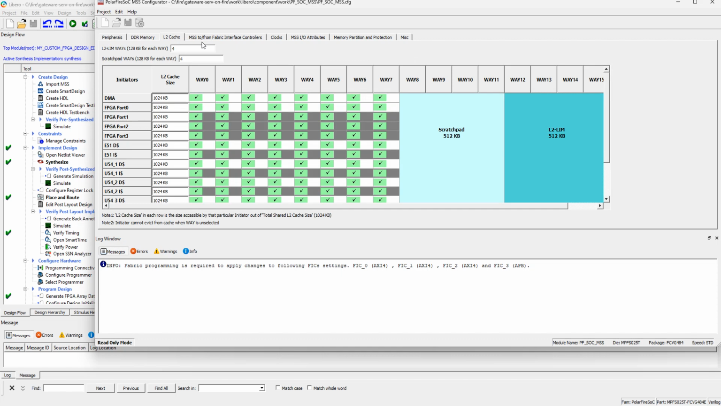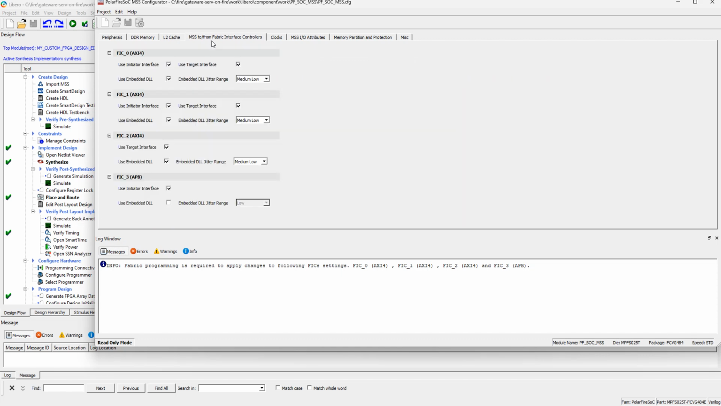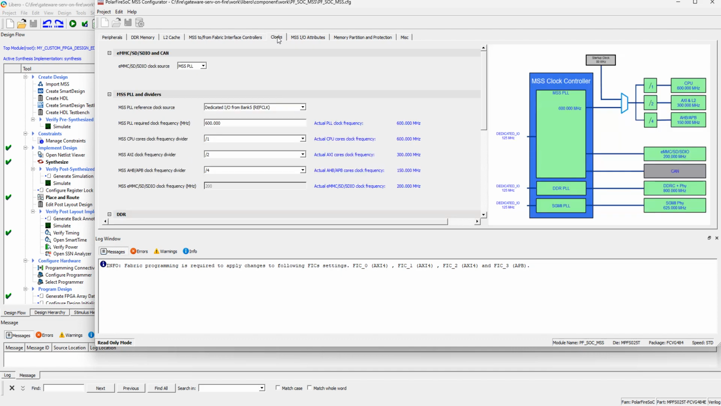You can configure your cache. You can configure addressing from and to the FPGA fabric. In this case, they are enabling FIC0, FIC1, FIC2, and FIC3. They've got checkboxes on all of those. You can enable the clocks.